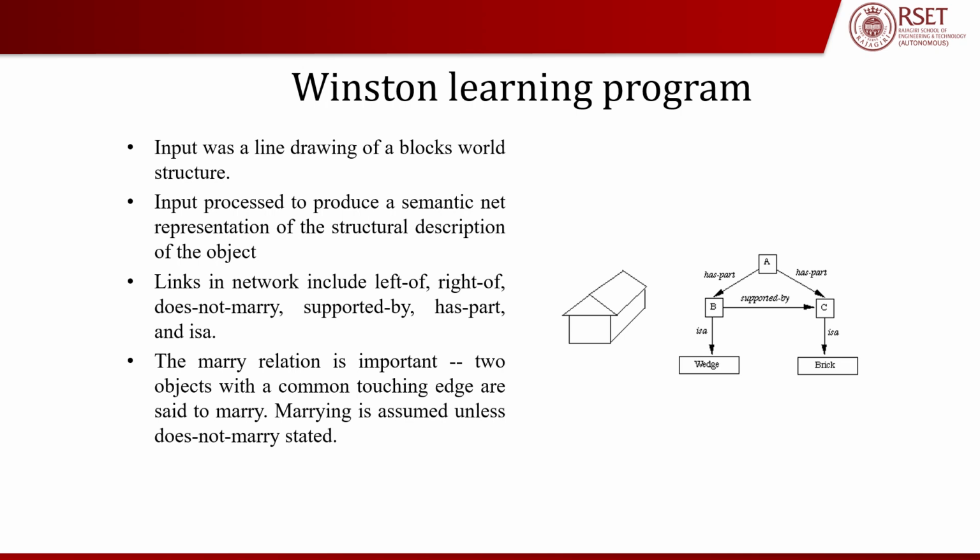Okay, so humans also rely on relationships in order to understand objects. For example, if we want to recognize a chair, not just by its parts, but by how the seat is supported by legs and connected to a backrest. An important relation called marry indicates that two objects share a common touching edge. For example, two blocks placed tightly side by side are considered connected. Understanding these relationships enables the system to recognize complex structures, even when individual components vary.